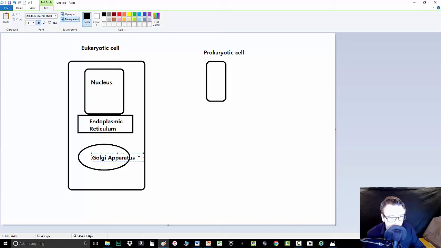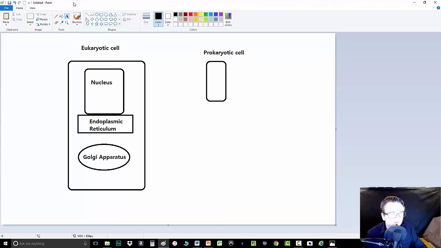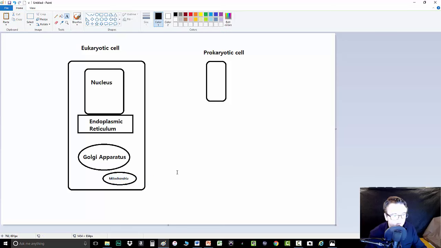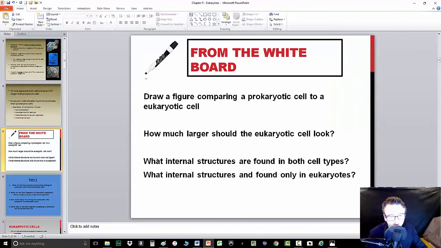Each one of these has its own separate space within the cell. And then as another common example, we'll do one more here. These are not all of them, by the way, but just one more common one. We would see a structure called mitochondria. So each of these here would be an example of a structure found just in a eukaryote. So we're looking at what internal structures are found only in eukaryotes.